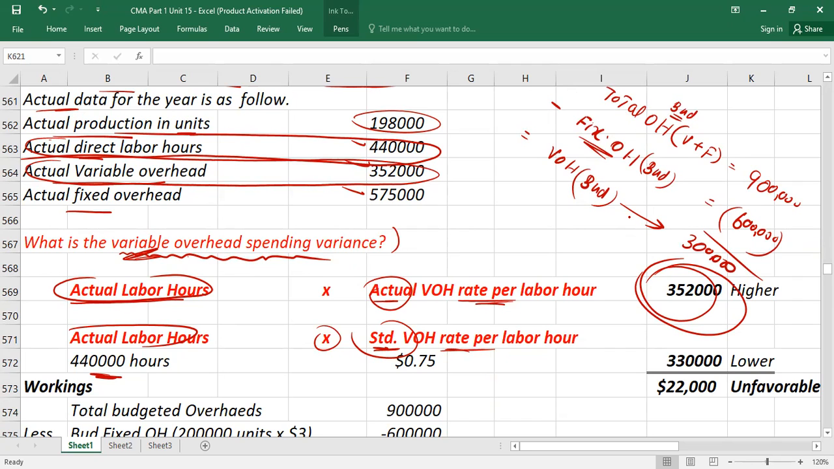Now recall the formula for standard rate. What was the standard rate formula? It was total budgeted variable overhead, which I already got as 300,000, divided by total budgeted hours. Budgeted hours, how will you calculate? Tell me, budgeted hours I want.